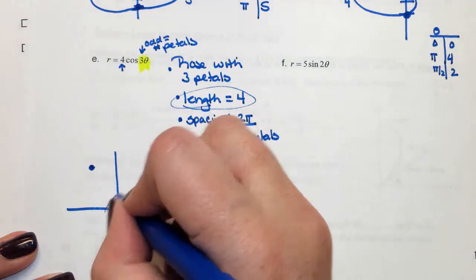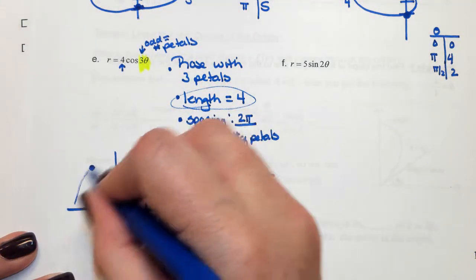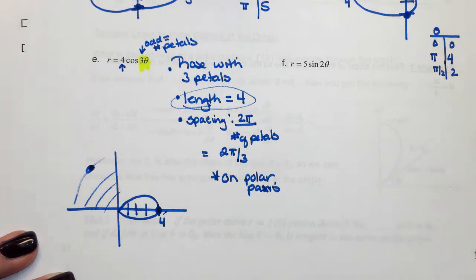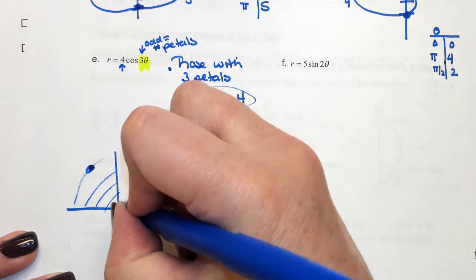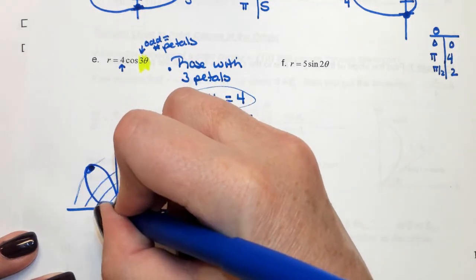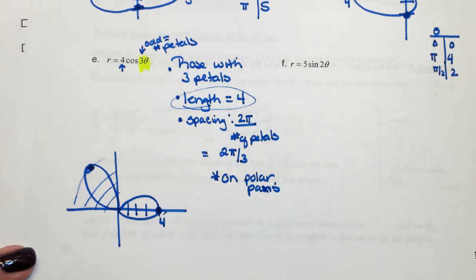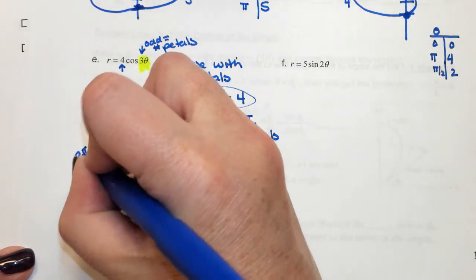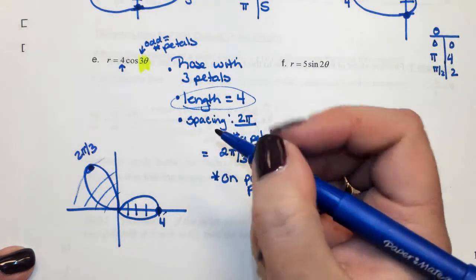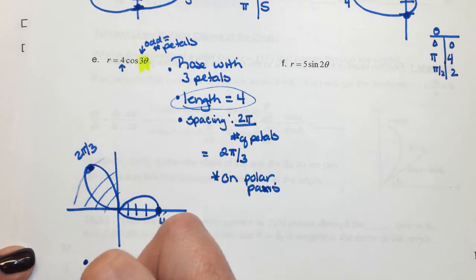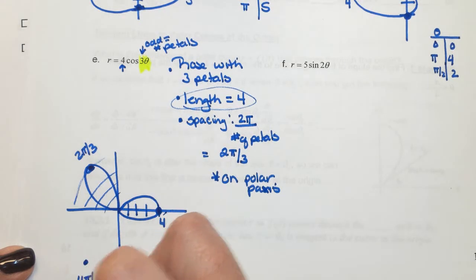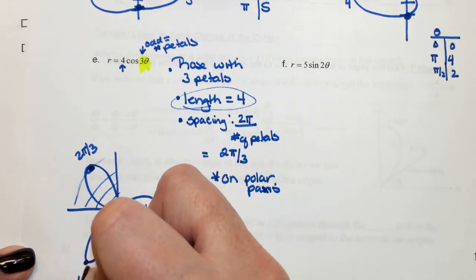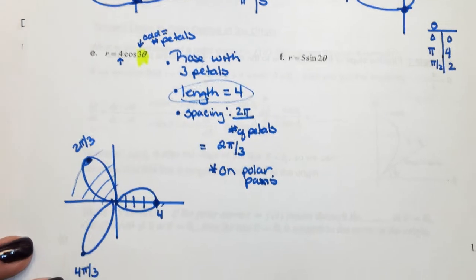You would see a graph that looked like this. You would count out 4 units. So there's the tip of my next petal. The tip of my next petal is going to be 2 pi over 3 units away from that. Well, 2 pi over 3 plus another 2 pi over 3 is going to put me down here at 4 pi over 3. So there's the tip of my third and final petal. So there's my rose with 3 petals.